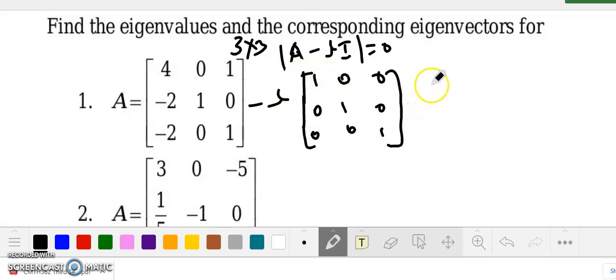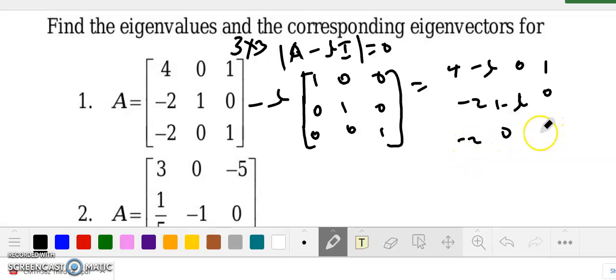So when we multiply this, this will give us the matrix with rows 4 minus lambda, 0, 1; negative 2, 1 minus lambda, 0; and negative 2, 0, 1 minus lambda.